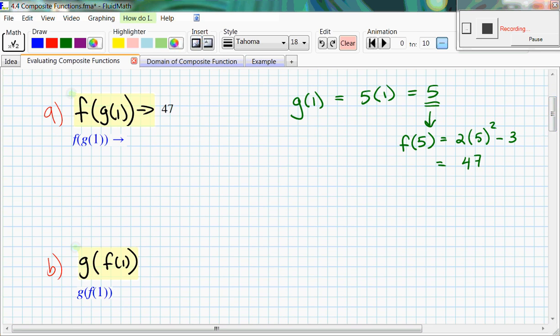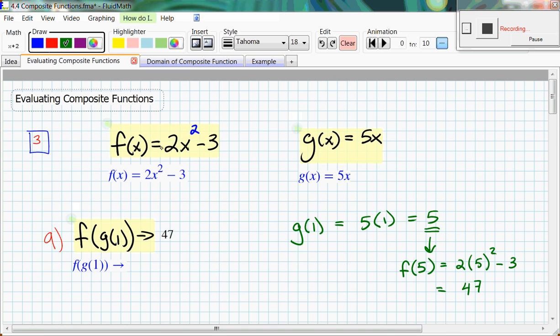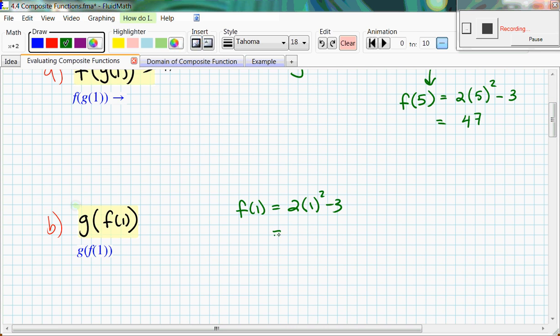Okay, let's do g of f of 1. Let's take the reverse of this, right? Since f of 1 is on the inside of my composite function, let's figure out f of 1 first. Well, that's going to be 2 times 1 squared and then minus 3. I'm just getting that from up here, my defined function of f of x. So I plug that in. 1 squared is 1, times 2 is 2. 2 minus 3 is negative 1.